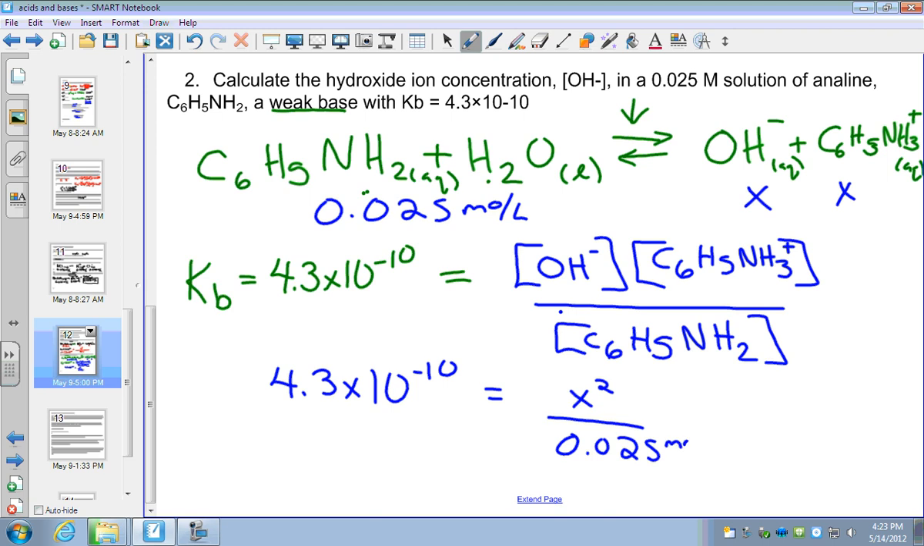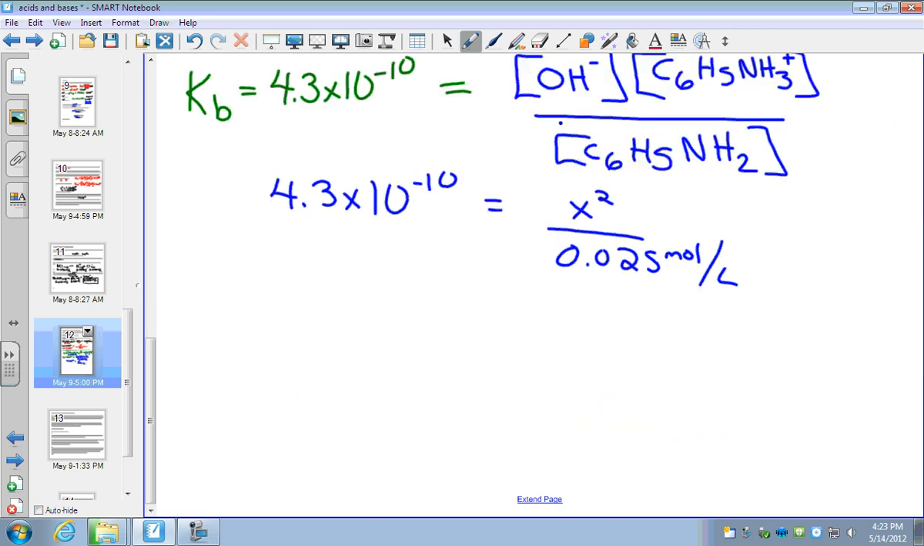0.025 moles per liter. What we're going to do is solve for x squared. X squared is equal to 0.025 times 4.3 times 10 to the minus 10. Square rooting, I want you to press pause on this, and I want each of you to get out your calculator and see that you can get this answer.